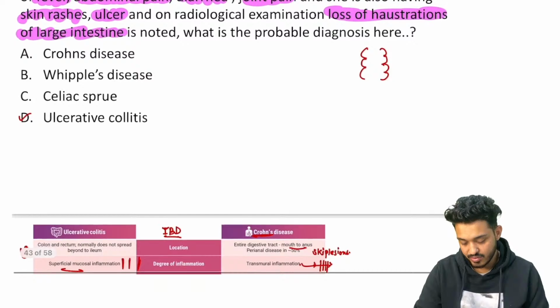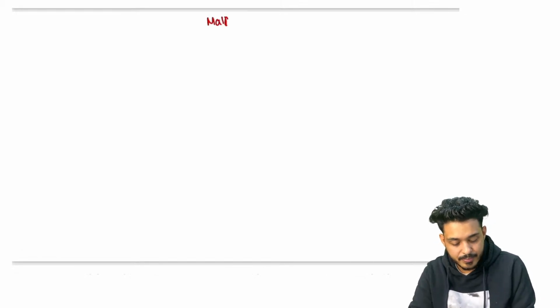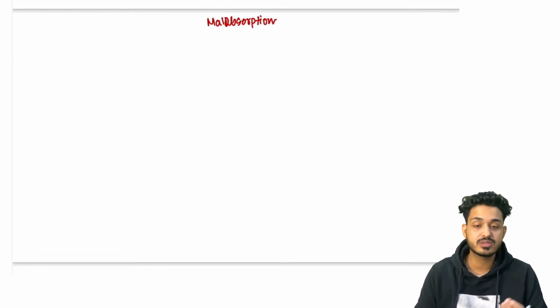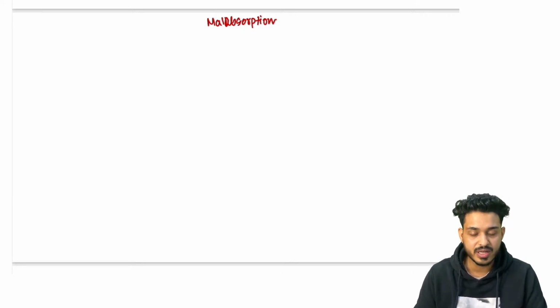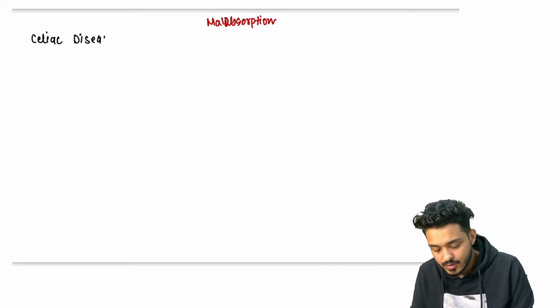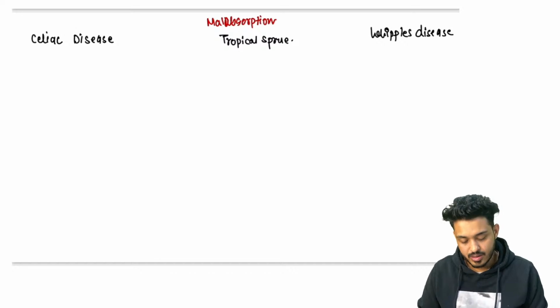Then we are having what? Whipple's and celiac sprue, right? So let me make a table for malabsorption syndromes. One question they will ask generally about malabsorption, either about Whipple's, or sometimes about celiac, or sometimes about the tropical sprue. So let me make a table for celiac disease, tropical sprue, and Whipple's disease. Okay, so these are the three things.